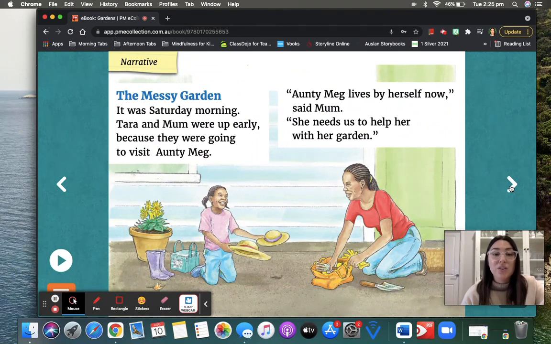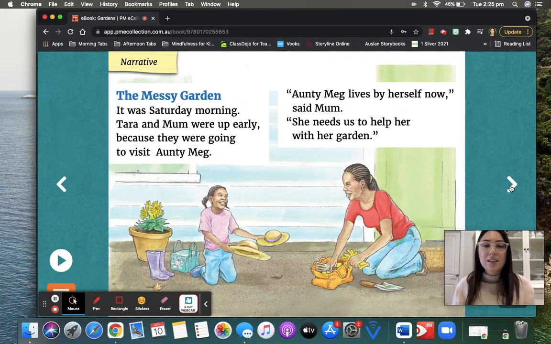This narrative is called The Messy Garden. It was Saturday morning. Tara and Mum were up early because they were going to visit Auntie Meg. Did you hear it? That's right. I put all those words together so it sounded like talking. I stopped at my full stops. I stopped at my commas.